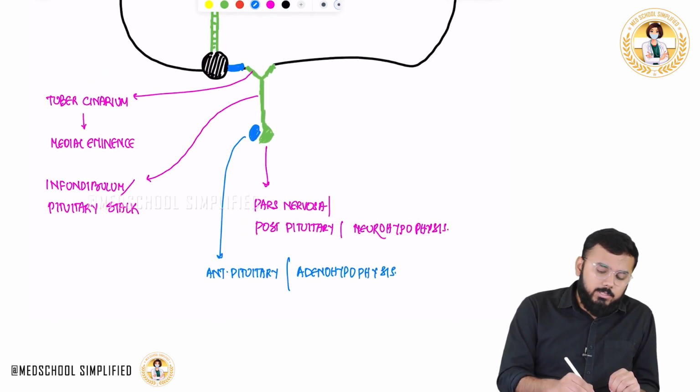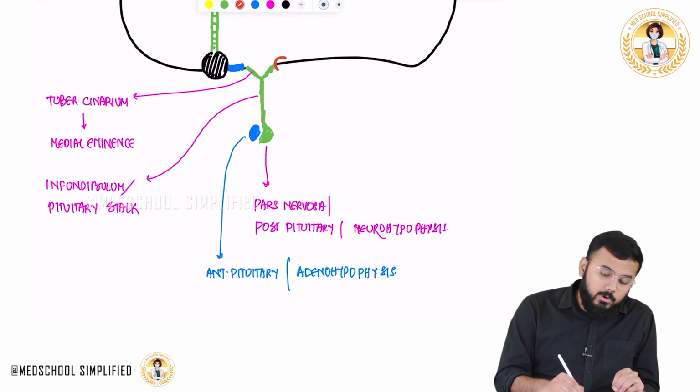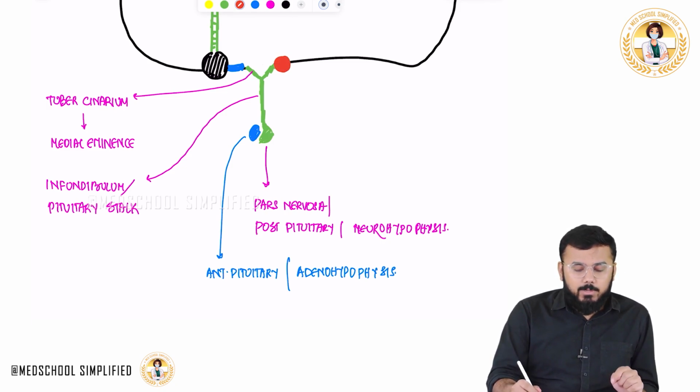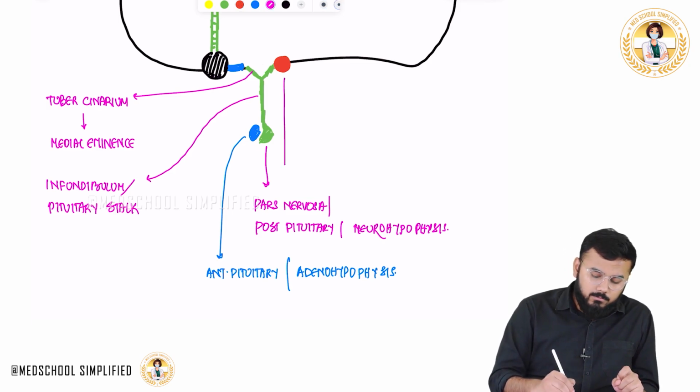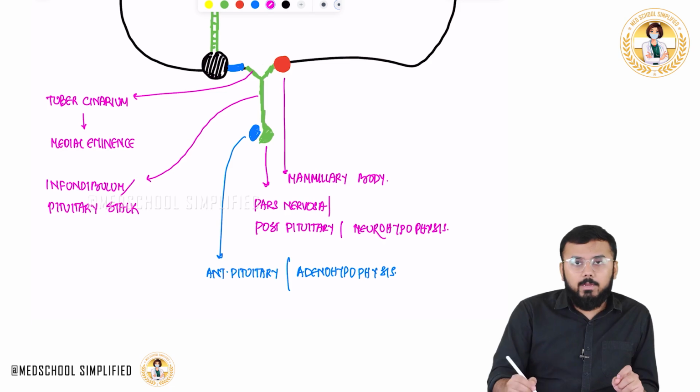The next important thing is that behind this, we have another important structure like this. This part over here is called your mammillary body. So this particular part over here is called your mammillary body.